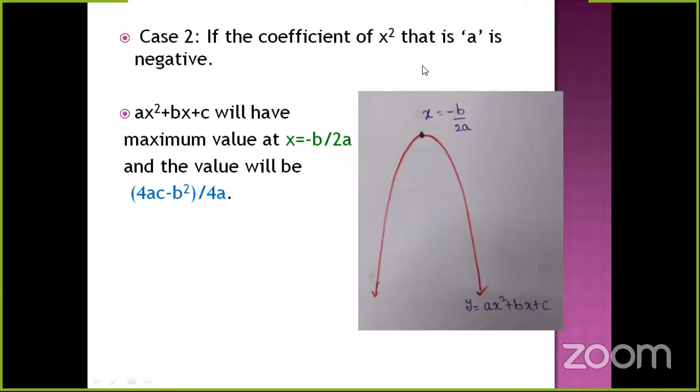So when the coefficient of x square, that is a, is negative, the quadratic expression will have a maximum value at x equal to minus b by 2a, and the value of that expression will again be (4ac minus b square) by 4a.